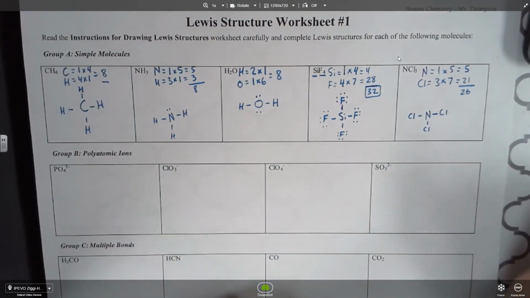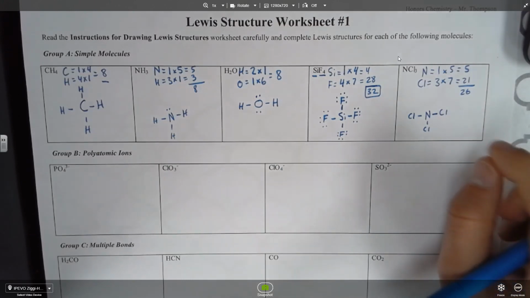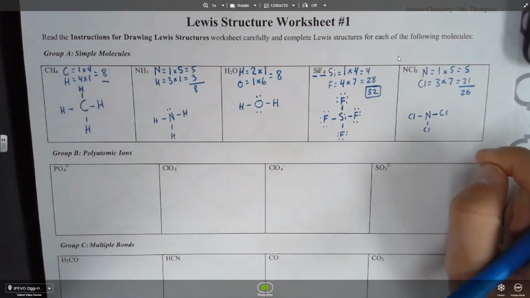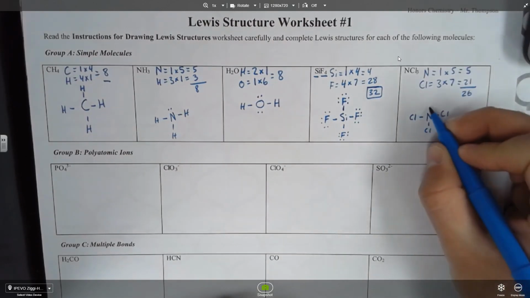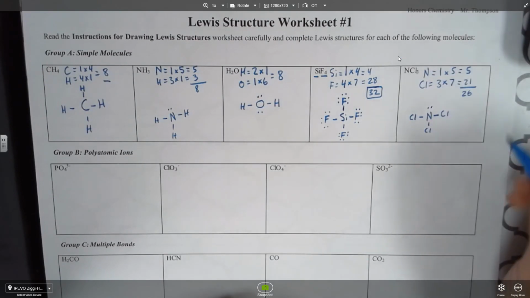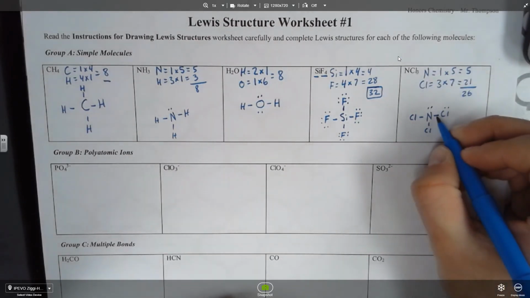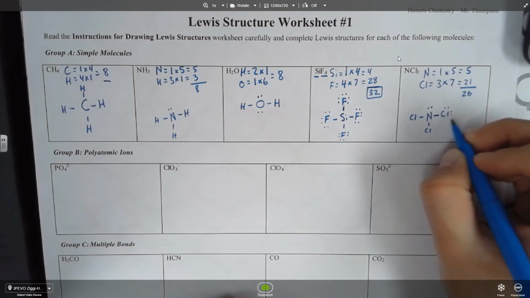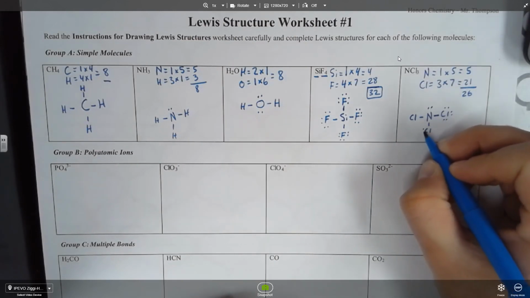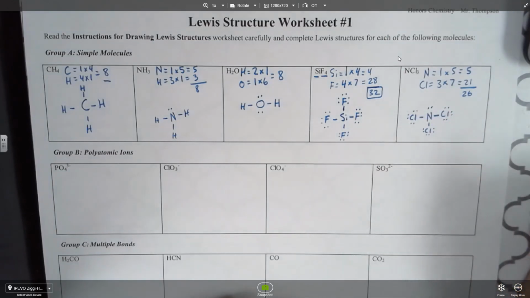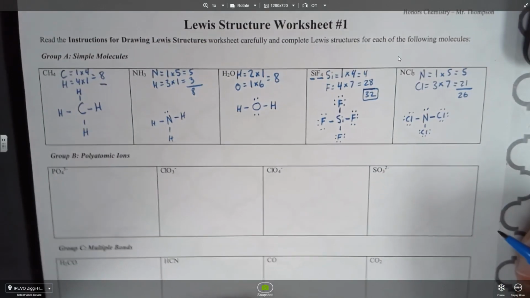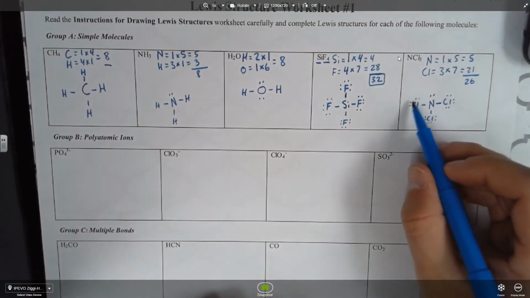Now, you have to make sure everything gets 8 around it. So we're going to add dots around everything to make sure every single element here has 8 because there's no hydrogens present. So around nitrogen, we have 2, 4, 6 because each line represents 2. So we need 2 more. That's going to give nitrogen 8. For chlorine, each one has 2, so we need to add 6 more. That's 2, 4, 6. Same thing here. 2, 4, 6, 8. 2, 4, 6, 8. Now we need to count and make sure that this is correct. This adds to 26. 2, 4, 6, 8.